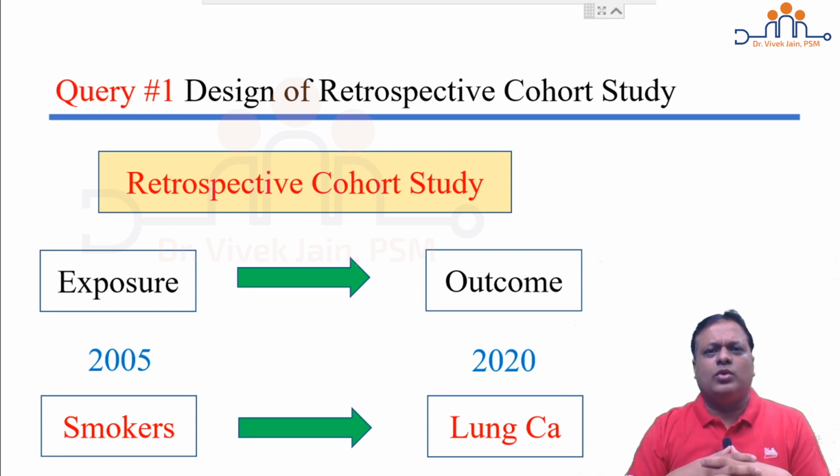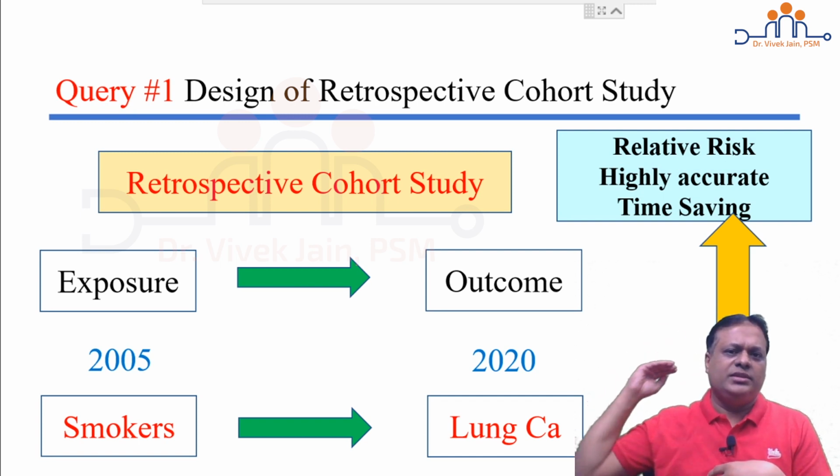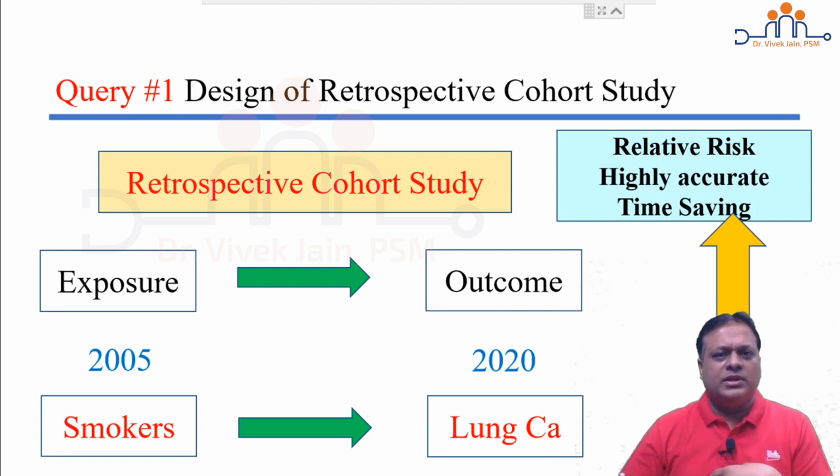So this is also a type of cohort study, and I am able to calculate relative risk, which is a much more accurate measure of strength of association as compared to odds ratio. So friends, the advantage of this particular study design is I can calculate highly accurate relative risk as a strength of association. Plus, it will not lead to wastage of 15 years for me. So this study design, where we first go backward towards exposure, then we come forward towards outcome, is known as retrospective cohort study, which is much better than a prospective cohort study design.